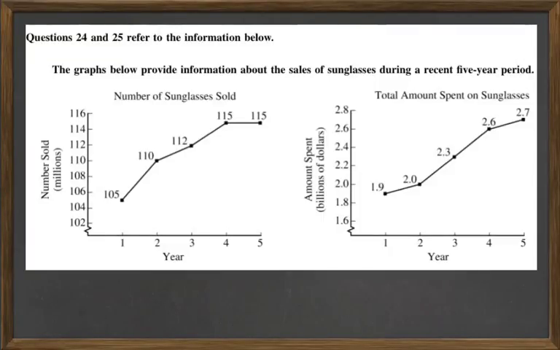The graphs below provide information about the sales of sunglasses during a recent 5-year period. Whenever I look at these graphs, I always want to pay attention to the titles. These numbers are in millions here, so this would be 105 million, 110 million, so on. And here, it's billions of dollars, so total amount spent. So here would be $1.9 billion, here would be $2.7 billion.